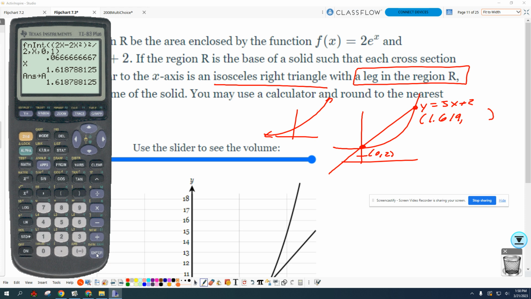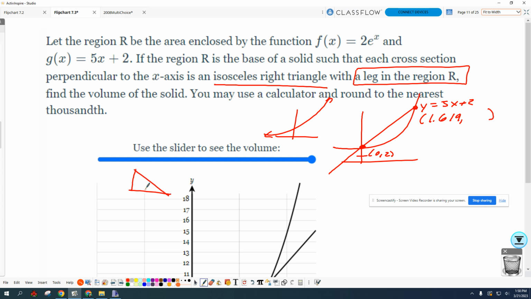Okay. But the shape that's being described is a triangle, an isosceles right triangle, and it says the leg of that triangle is sitting flat on that region. So here's my triangle, and they're perpendicular to the x-axis, so they slice this way. So, Carson, what is the length of the leg of the triangle? The same as the height, so it's 5x plus 2 minus 2 e to the x.